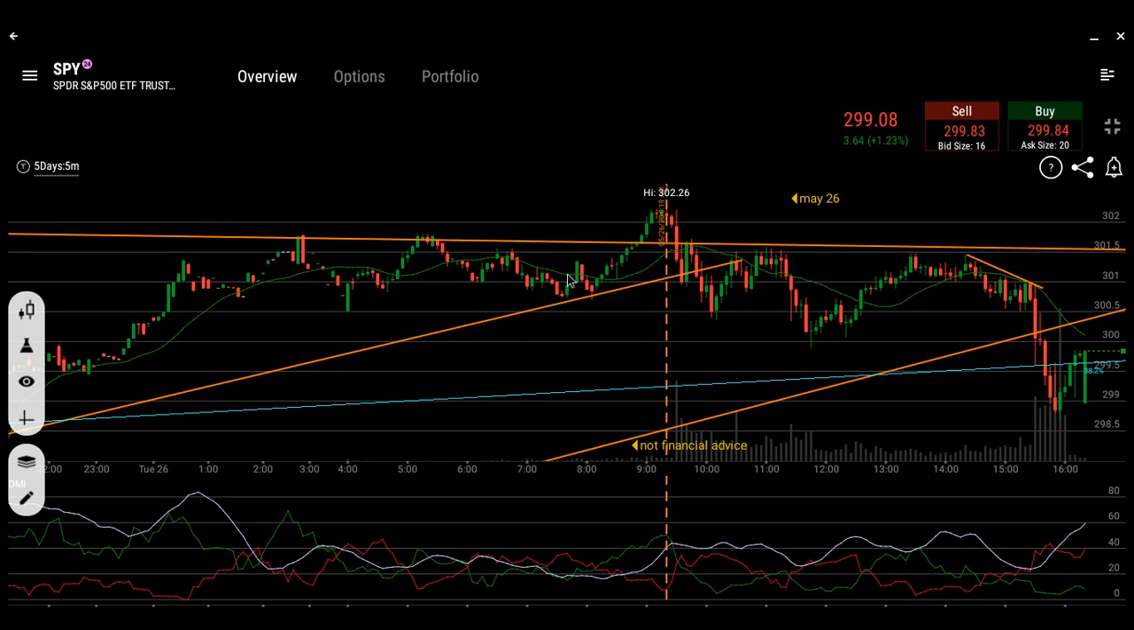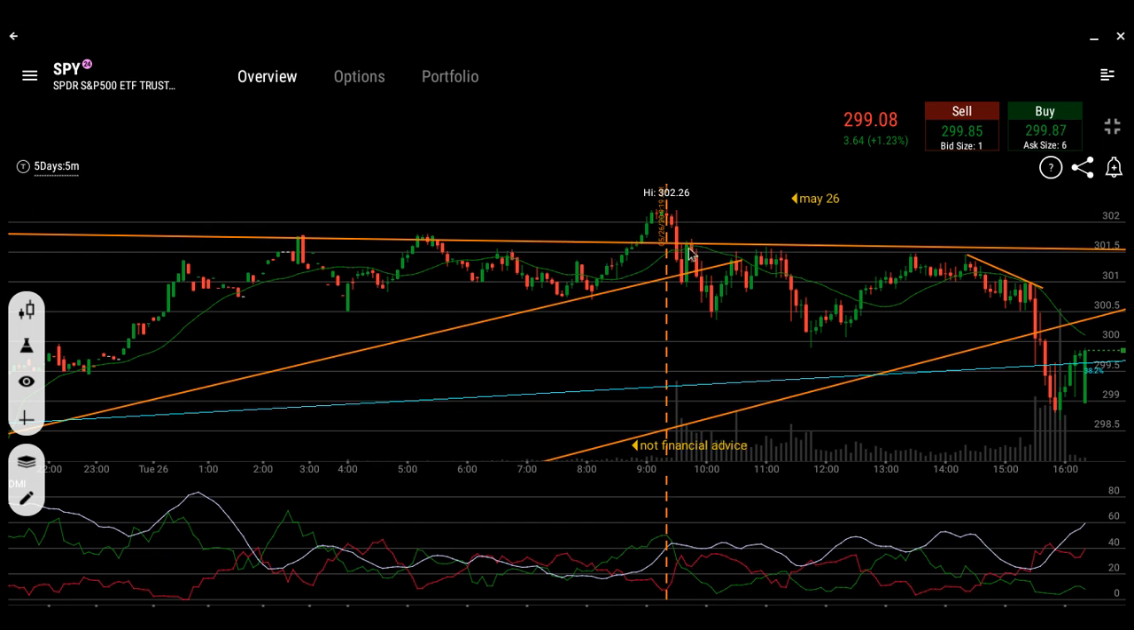So the market opened, and it went to 302 right before it opened, and then we opened at 302, I guess, and then quickly started fading down. And then it hit this trend line, the secondary trend line from earlier in the morning, quick bounce, and then failed on that trend line.